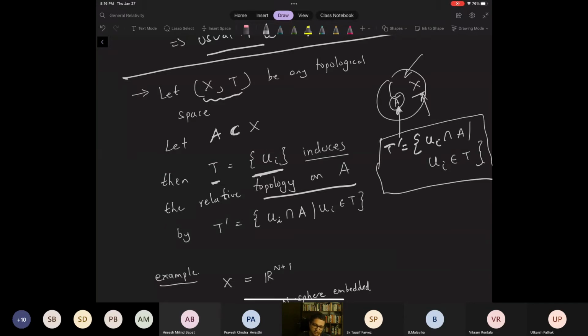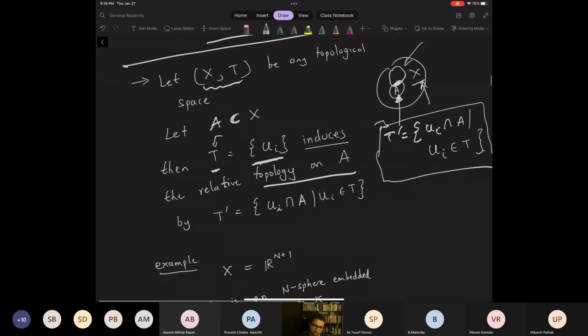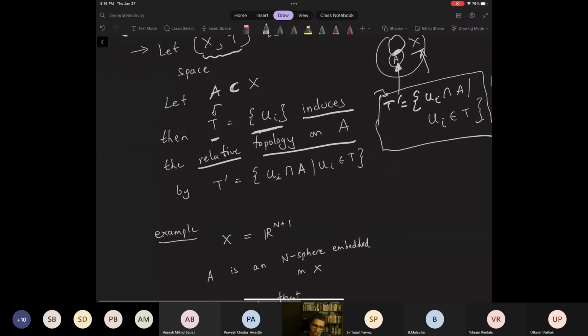You're taking all those subsets, but you're only keeping the part that belongs to A. You're taking all the Uis that belong to the original T, and you're keeping them inside T prime, but you're only keeping the parts that are inside A. And that induces a topology on A. So you either say that this is an induced topology or a relative topology. Okay, so let's do an example.